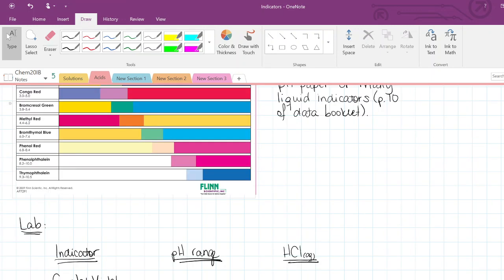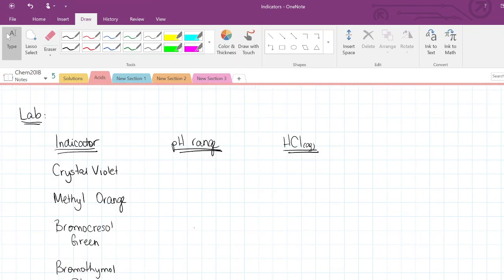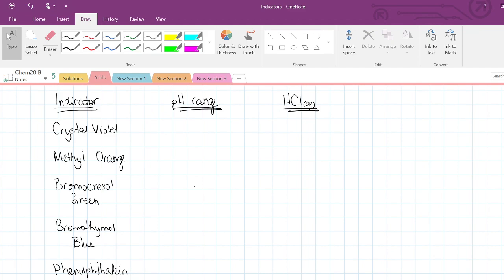I'm going to give you a couple of examples, but you guys are going to do a lab where you're going to do just that. So you're going to have a series of indicators like these ones: crystal violet, methyl orange, bromocresol green, bromophenol blue, phenolphthalein, indigo carmine. And these go from a color change on the acidic side to a color change on the basic side. What we're going to do is test the color of various solutions. So HCl being one, but we're also going to test sodium hydroxide.